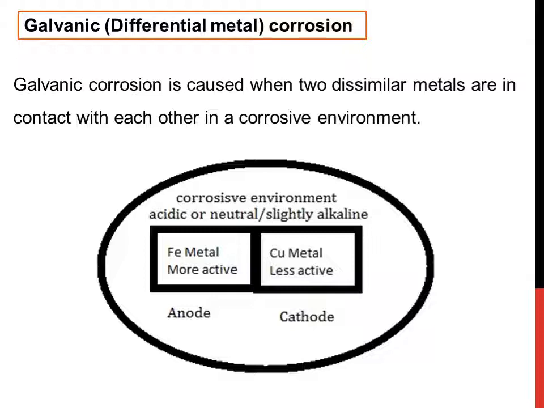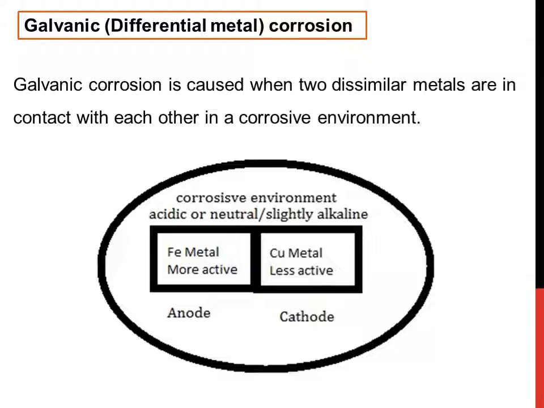The conductivity of the electrolyte also affects the degree of attack here, and the cathode to anode area ratio also influences the rate of corrosion. We have already discussed this concept under the factors affecting corrosion: a smaller anodic region and a larger cathodic region make the corrosion rate faster. The cathode to anode area ratio is always directly proportional to the rate of corrosion.